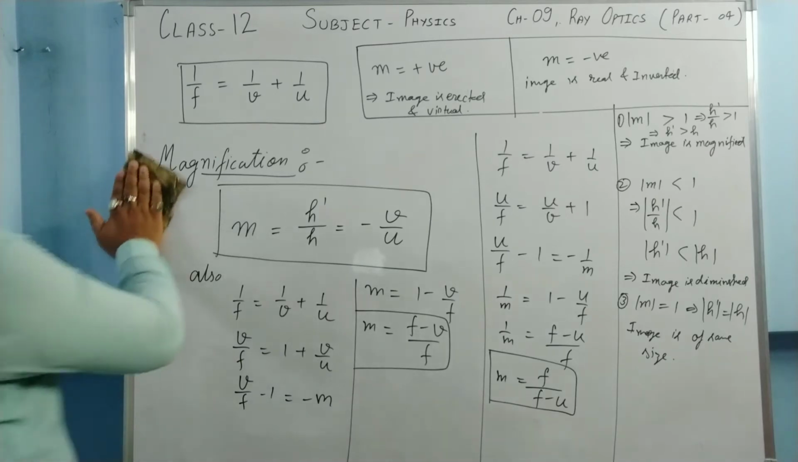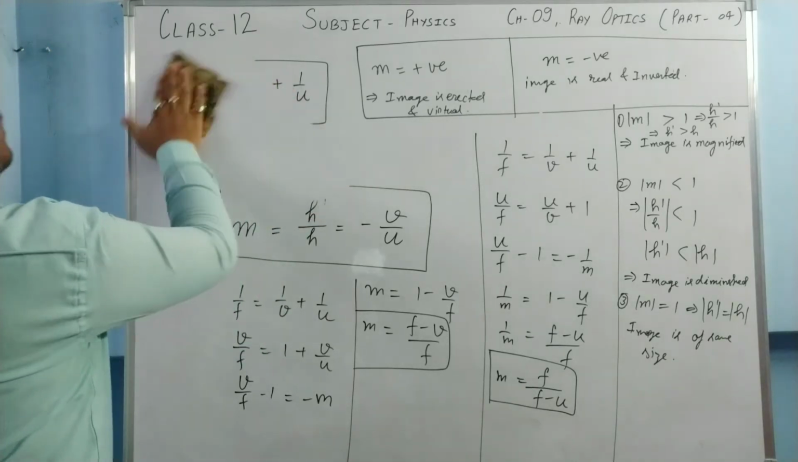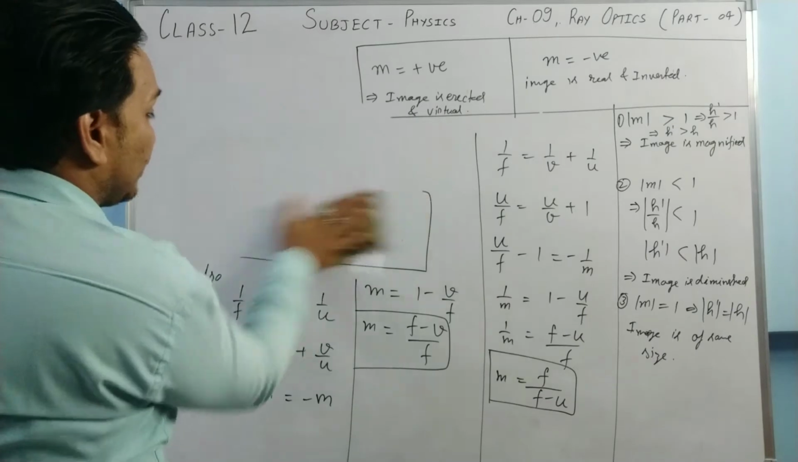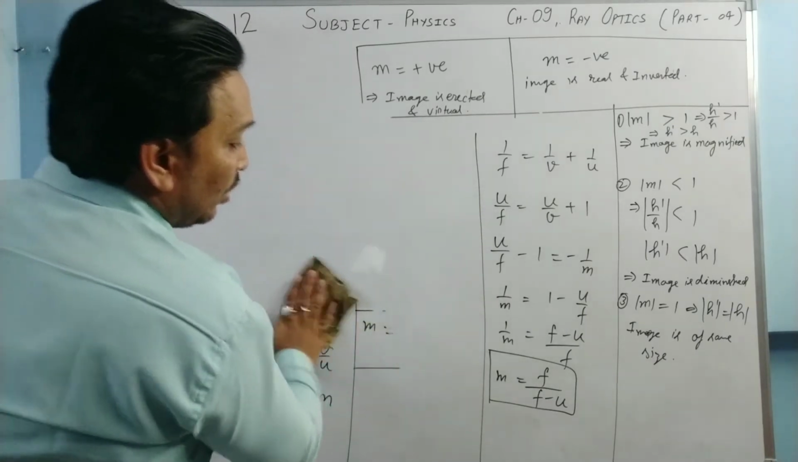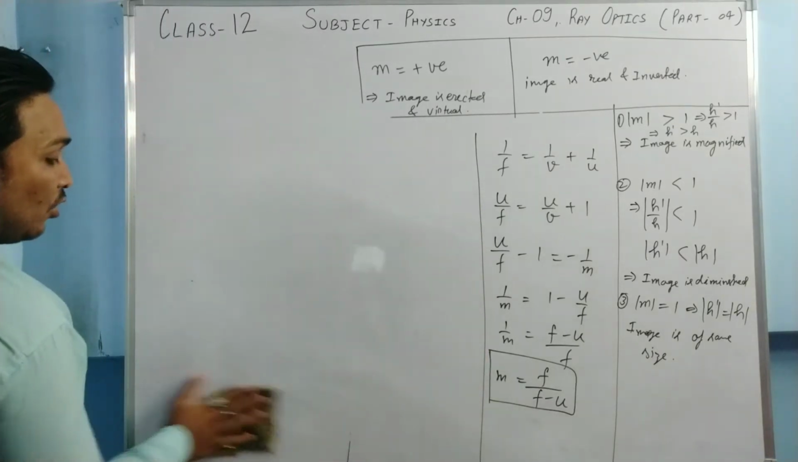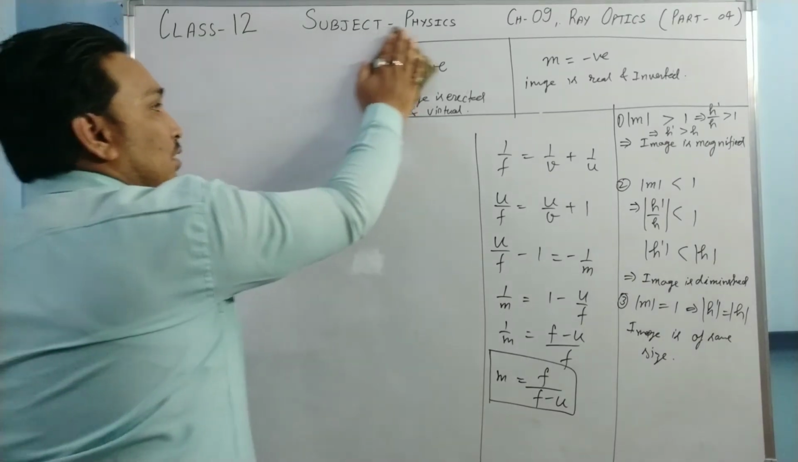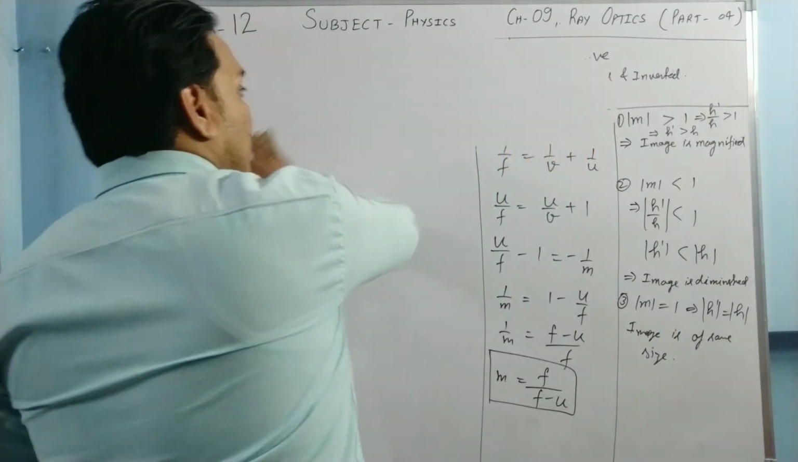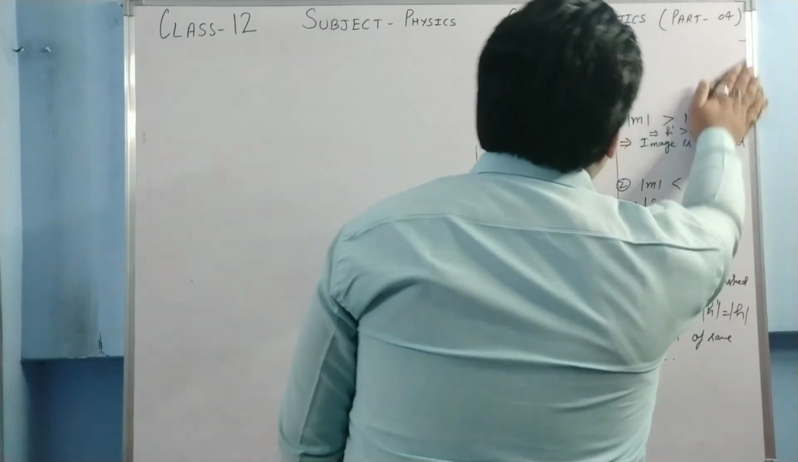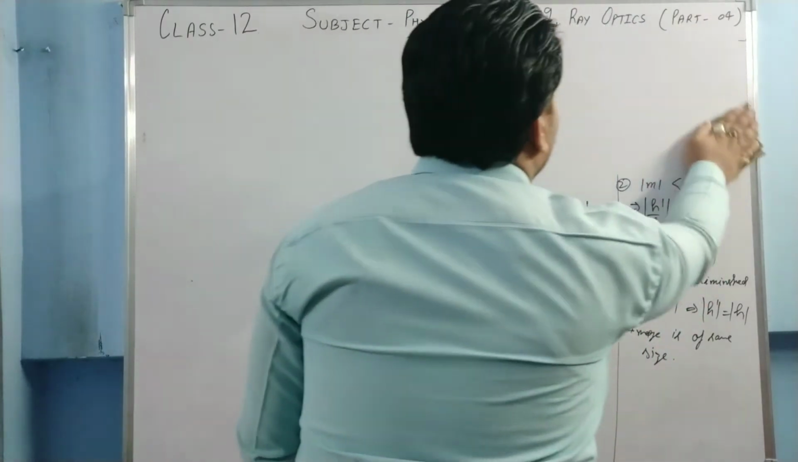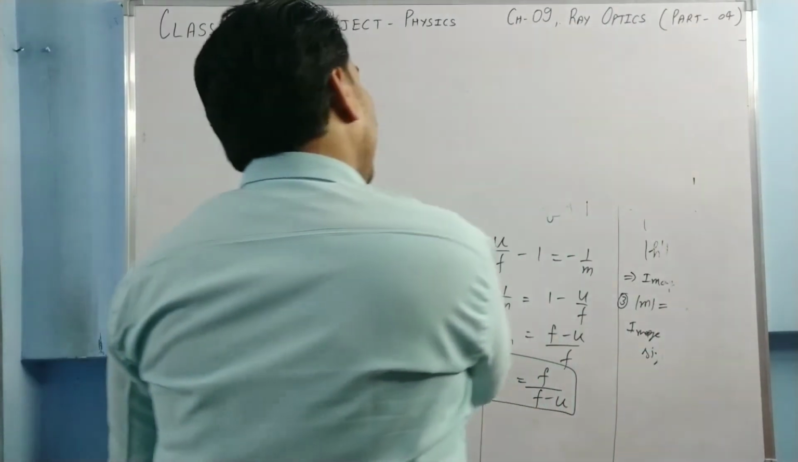Now this concave mirror we are done with. We are done with concave mirror and convex mirror. Now what should we learn? We should learn the use of concave mirror and convex mirror. What are the uses? I hope you must have studied in class 10th also. The use of concave mirror and convex mirror in our day-to-day life.